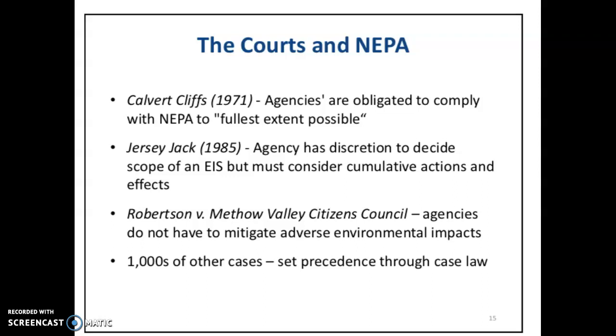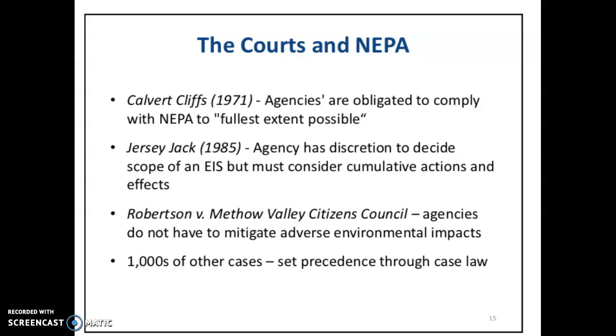You had Jersey Jack, which involved the Forest Service and a planned timber harvest in a roadless area. They prepared an EA for a gravel road to access the timber. They issued a FONSI, and that was just for the access road and not for the timber sale. What was found was the agency had discretion to decide the scope of an EIS or an EA, but must consider cumulative actions and the effects of those actions.